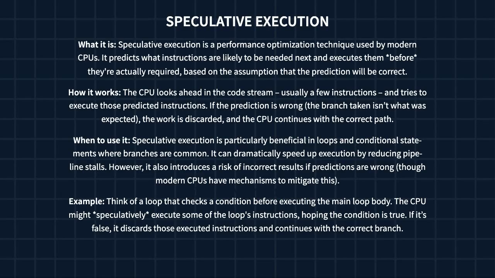Basically, they try to guess what instructions you're going to need next and start working on them before they're actually needed. It's like anticipating the future. This is particularly helpful in loops or when your code takes different paths based on conditions. However, because it's a prediction, there's always a small chance of getting it wrong, so CPUs have built-in safeguards to handle that.